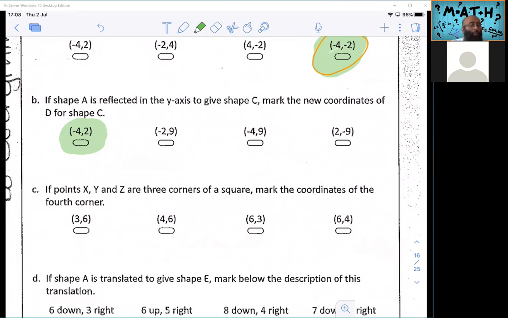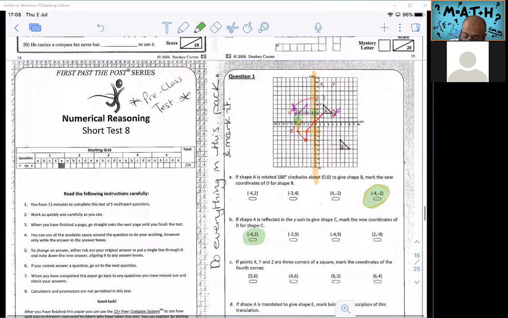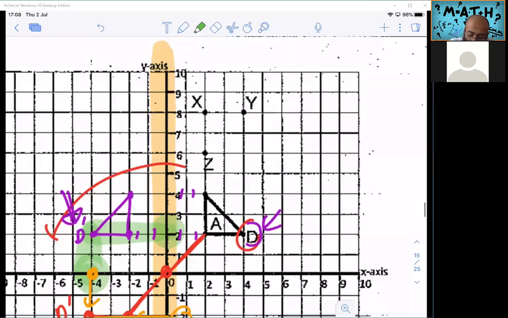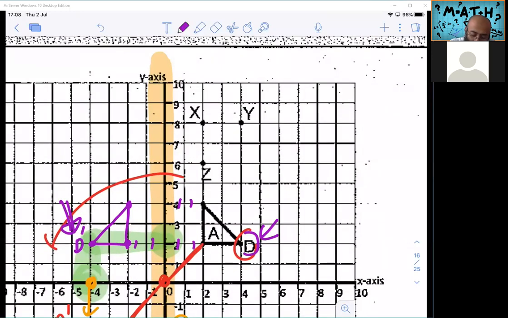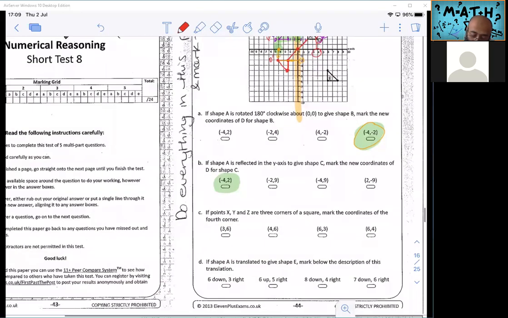Okay, question C. Points X, Y, and Z are 3 corners of a square. Mark the 4th corner. Okay, so here we go. So we have these points here. Okay, I don't know what's happened to Mani, but he's not responding, so I'll carry on myself. So the 4th point will need to be here in order for us to make a square. So we want that coordinate. So that coordinate will be 4 and 6. So that will give us 4, 6.